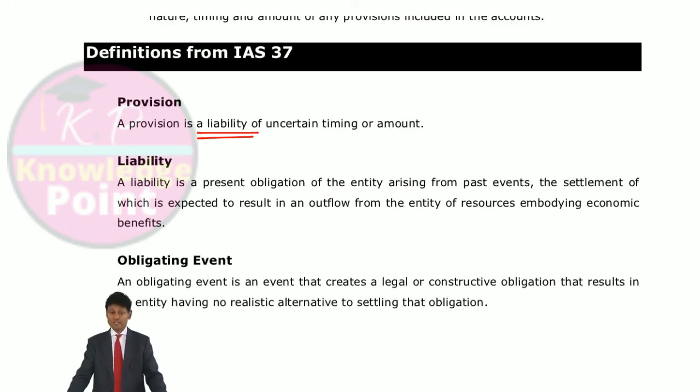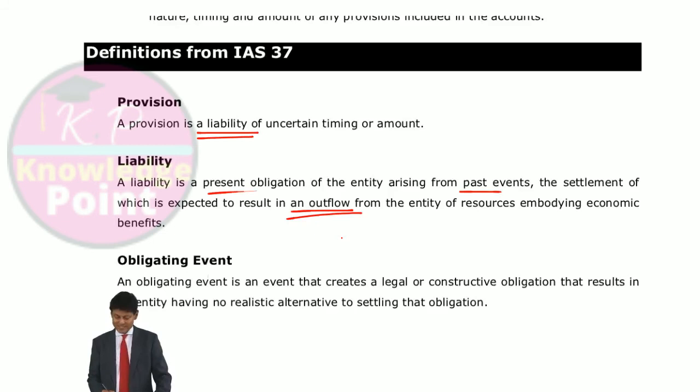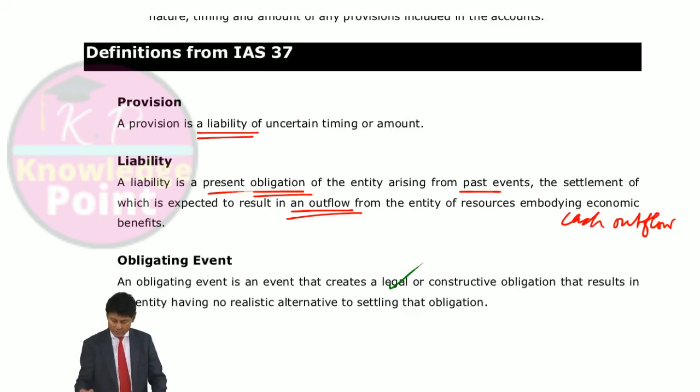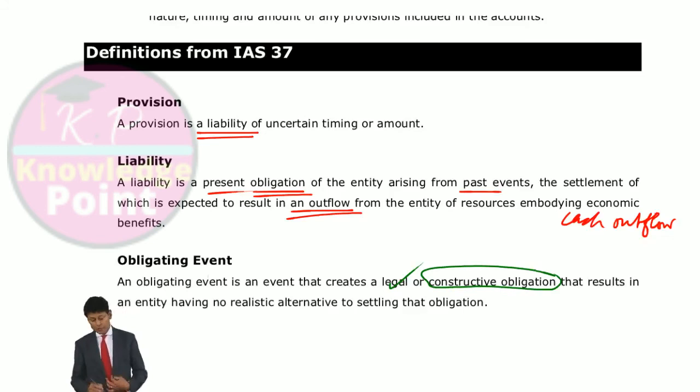So what's a liability? You may be asked this through an MCQ, of course. It is a present obligation of the entity arising from past events, the settlement of which is expected to result in an outflow of resources embodying future economic benefits. That's cash. Cash outflows. So what's an obligating event? You see the word obligation there. An obligating event is an event that creates a legal or constructive obligation. A legal one is very easy, of course, but constructive is the one that comes up. A constructive obligation results in an entity having no realistic alternative to settling up.